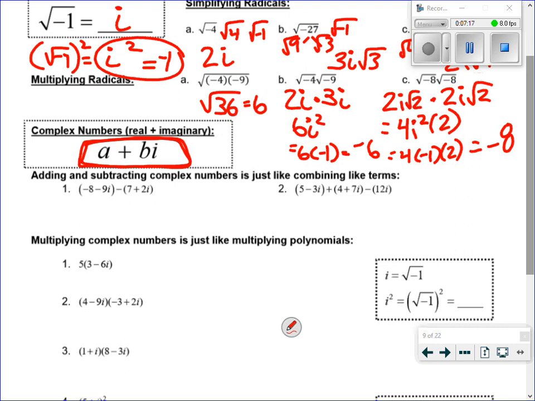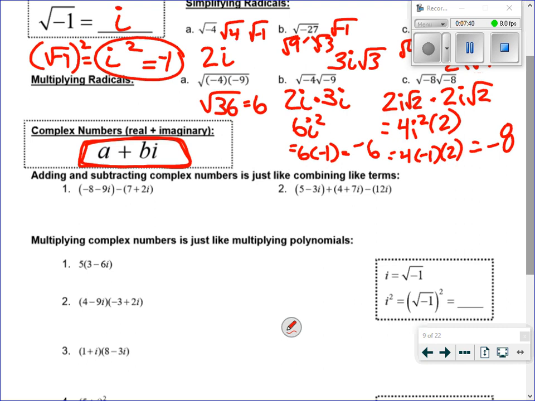Adding and subtracting these is just like combining your like terms. So thinking about 5x plus 10, can you combine 5x with 10? No. So am I going to be able to combine 5i with 10? No, I would just, as simplified as it could get, write 10 plus 5i.